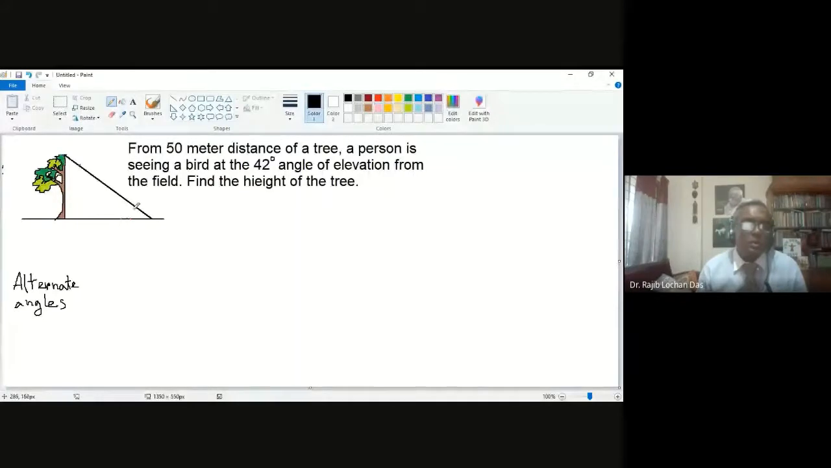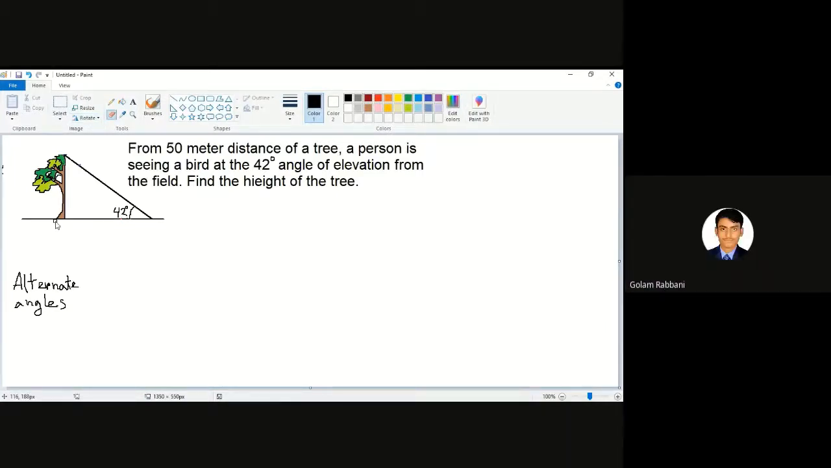Okay, so now think about this situation. Gulam Kibriya, now what is your name? Ghulam Rabbani, sir. Okay. Ghulam Rabbani is saying 50 meter is the hypotenuse. So do you agree? Is this the hypotenuse? Everyone agrees with that? 50 meter is the hypotenuse? Sorry, sir, I made a mistake, sir. Okay.